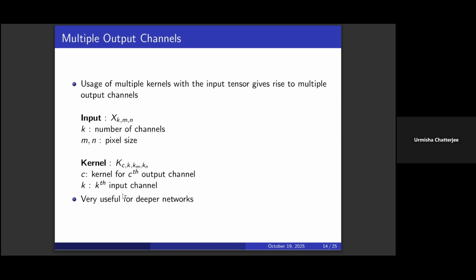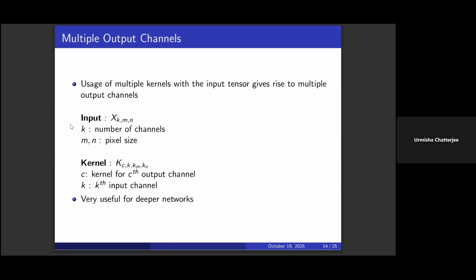So a multiple output channel means you give one input inside the cross correlation operation, and so far we got a two-dimensional array, but we might want a three-dimensional array. That means a number of two-dimensional arrays. In that case, we have to consider as many kernels. So if we want, say, c many output channels, we will use c many kernels. C many kernels will give rise to c many feature maps.